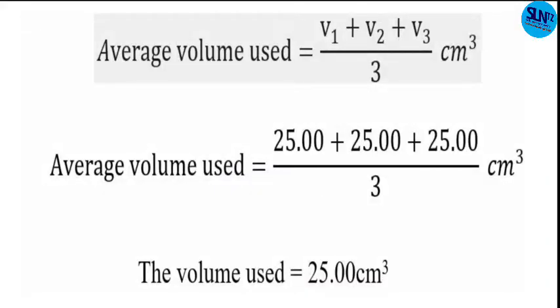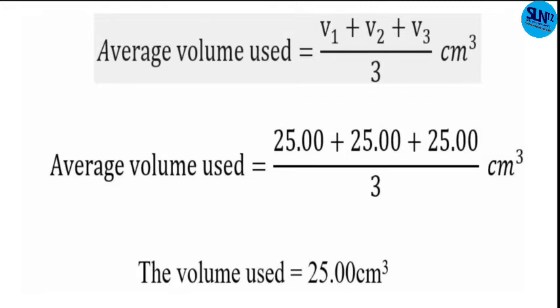Also, after recording the values in the table, you are supposed to calculate the average volume used, even if you are not asked in the procedure. That is very important. If you do not show it, you lose the marks of that section. How is the average volume used calculated? It is calculated by using this formula: volume 1 from the table plus volume 2 plus volume 3, in mL or centimeter cube, divided by 3.